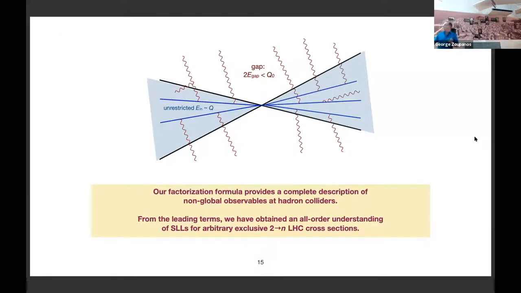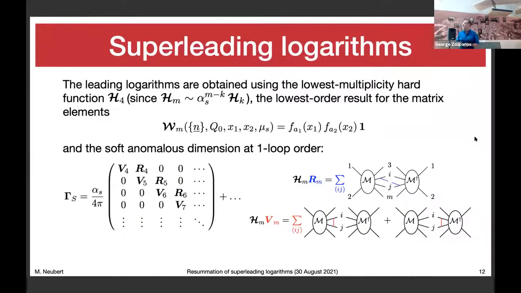For the remainder of the talk, I will look at the leading logarithms, the leading terms in this formula. And from those terms, we have obtained an all-order understanding of the non-global logs, which was completely missing until now, right? We only had the four-loop contribution. We'll be able to do this to all orders. To this end, one really needs to do the simplest thing, which is basically lowest order matching and the one loop anomalous dimension, as we always do in leading log approximation. For lowest order matching, I only need to take the four particle hard function, because the five particle hard function will have an extra alpha, the six particle hard function will have two extra alphas. So at lowest order in alpha, it's only H4 that is non-zero.